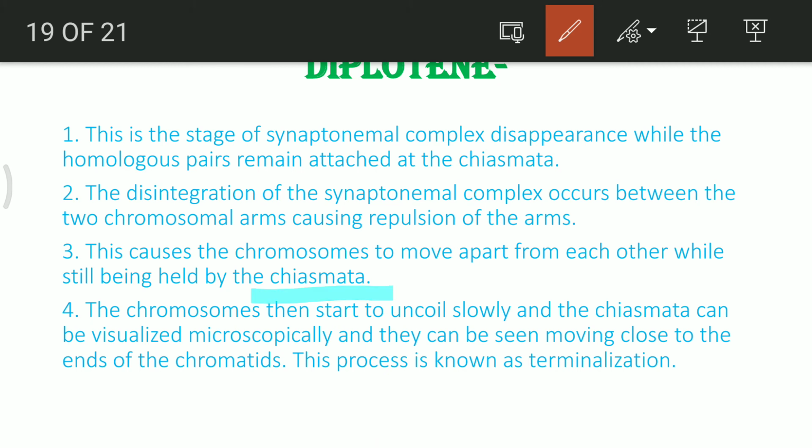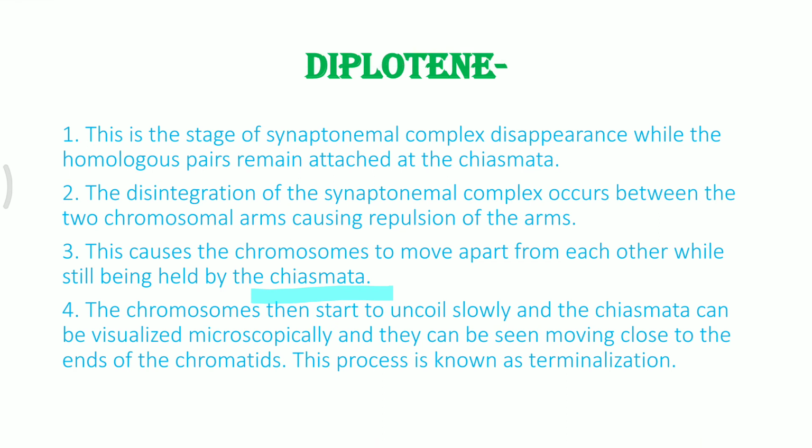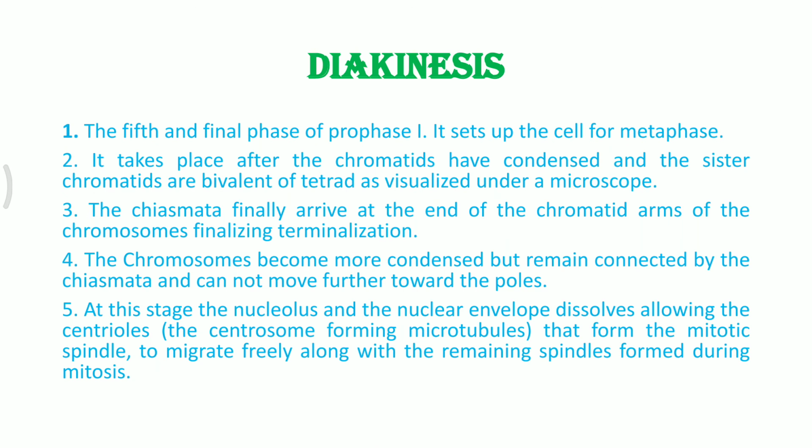Chromosomes then start to uncoil slowly, and the chiasmata can be visualized microscopically, and they move close to the ends of the chromatids. The process is known as terminalization. It means complete cessation of the process of crossing over. Next is the last stage of prophase 1, and that is diakinesis. After this, metaphase will start. It takes place after the chromatids have condensed and the sister chromatids are bivalent or tetrad as visualized under the microscope.